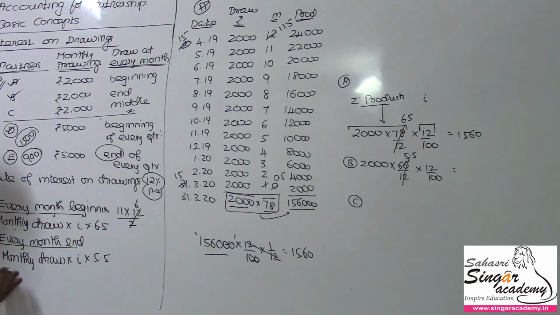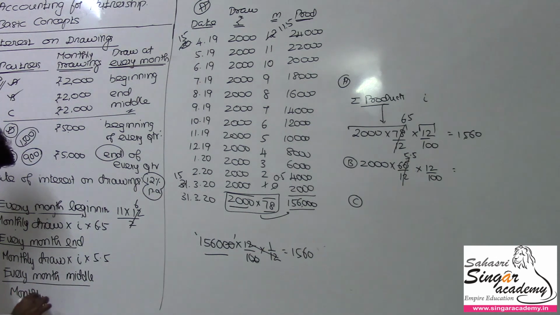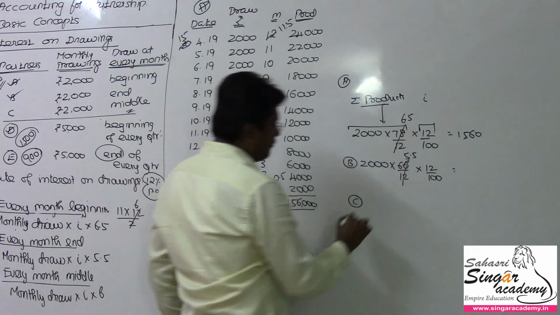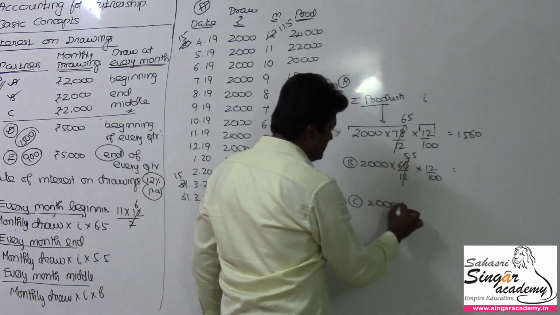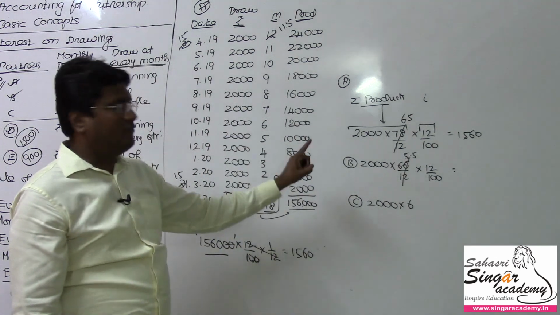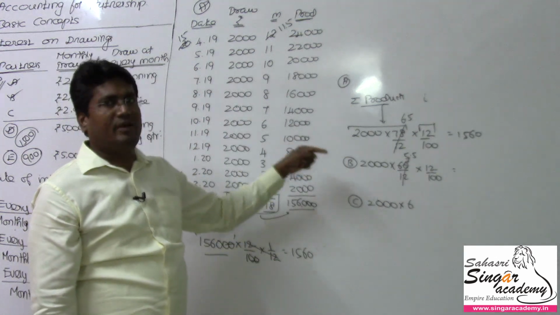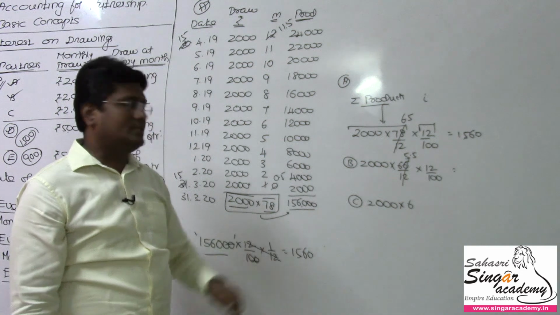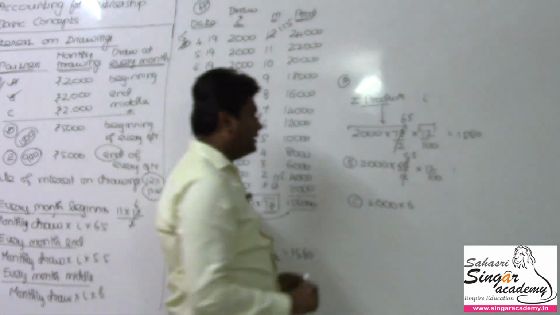So for every month middle, the way of calculating is very simple. Monthly drawings multiplied with the rate of interest into 6 is the final one. Simply you can go for calculating that way. So 2000 into what's the value? 6.5 for the monthly beginning, 5.5 for the monthly end, and 6 for the drawings at the middle of every month.